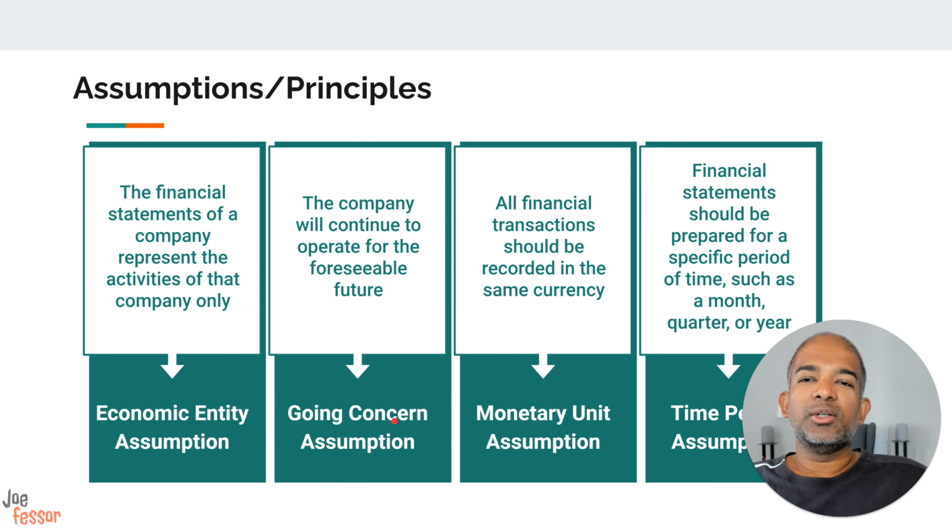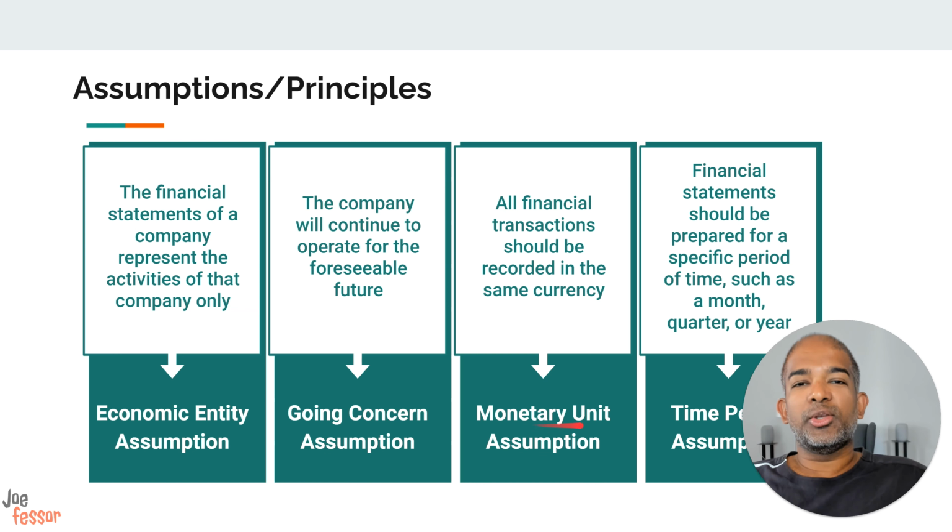Next, we move on to the going concern assumption. What does that mean? The company will continue to operate for the foreseeable future. We assume that the company is not going to go bankrupt in the next few years, right? So we're going to assume that they will continue to operate in the near future.